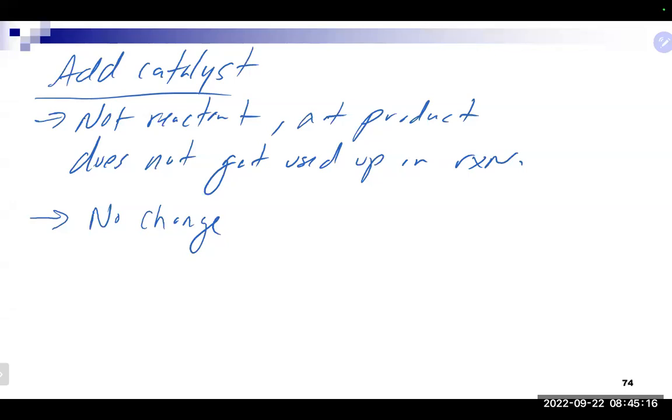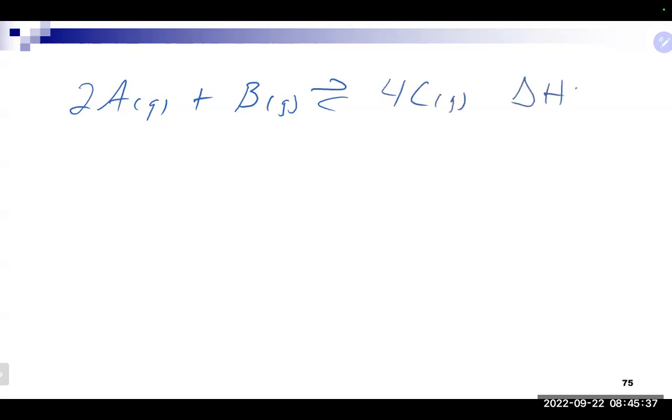Any questions on Le Chatelier's principle? So let's try some here. Let's do 2A + B goes to 4C. Let's do a delta H of negative 125 kilojoules. All right, so what will happen? Will it shift to the right, to the left, or no change?